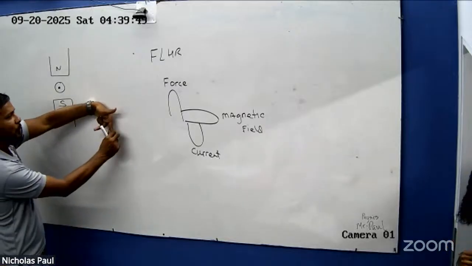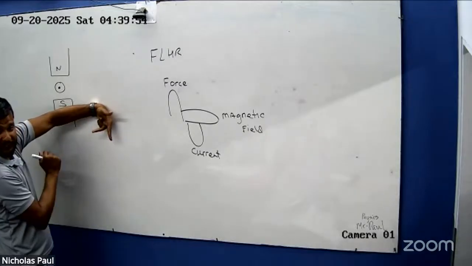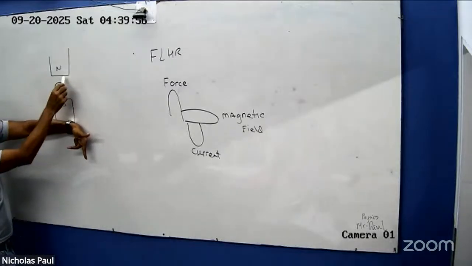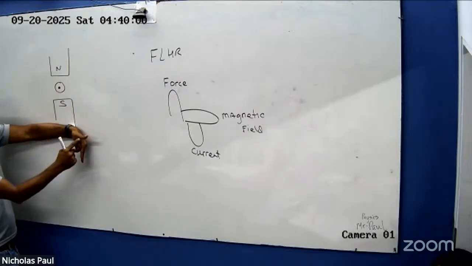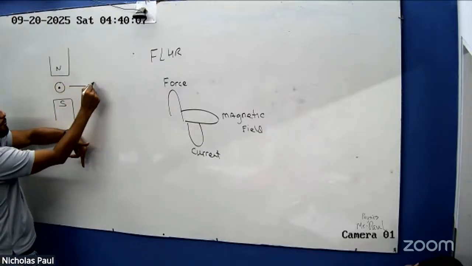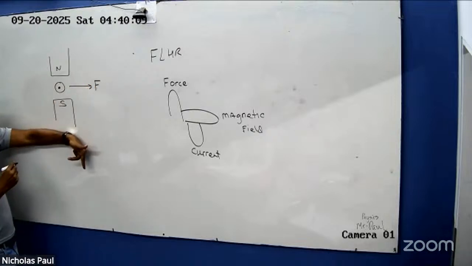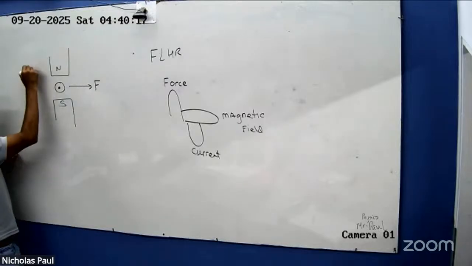So watch this here. Magnetic field, current, force. Magnetic field going north to south. Current coming out. So my thumb points in the direction of the force. So the force is here. Are you okay with that? Everybody okay with that? Watch the next one to make sure you catch it.